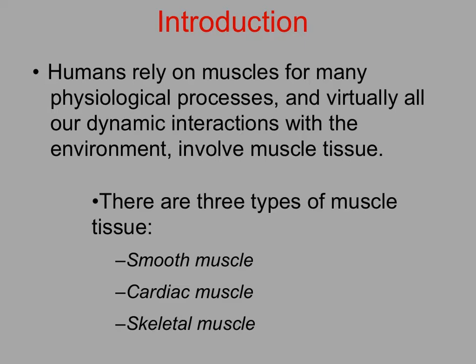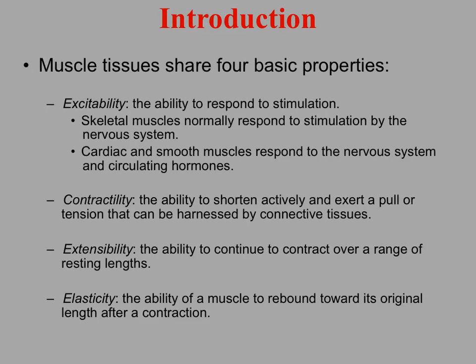All of these muscles are equally important, even though what we're mostly going to focus on later is just skeletal muscle tissue. So let's look at some of the things that all muscle tissue have in common, regardless of whether it's cardiac muscle or skeletal muscle or smooth muscle. All muscle has 4 basic properties. They're all excitable, meaning they're going to respond to some sort of stimulation. Some muscle needs to be told to contract by the nervous system.